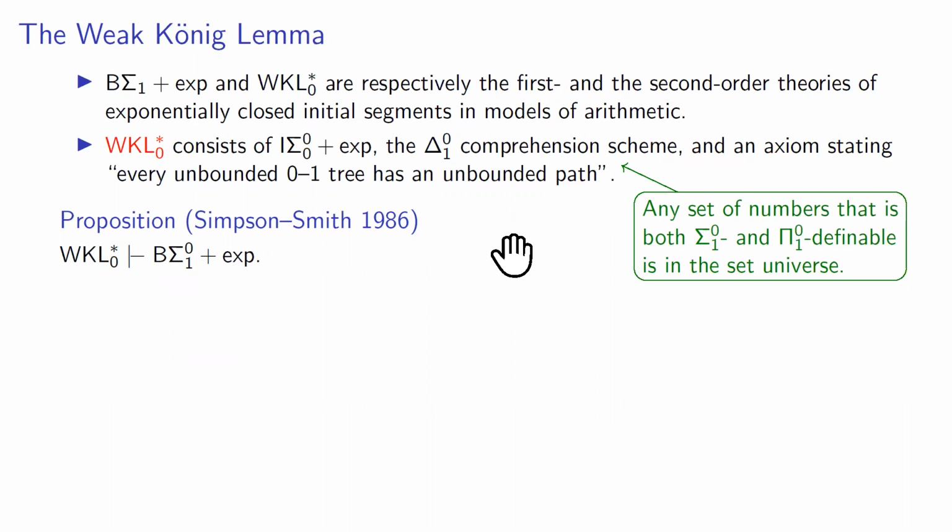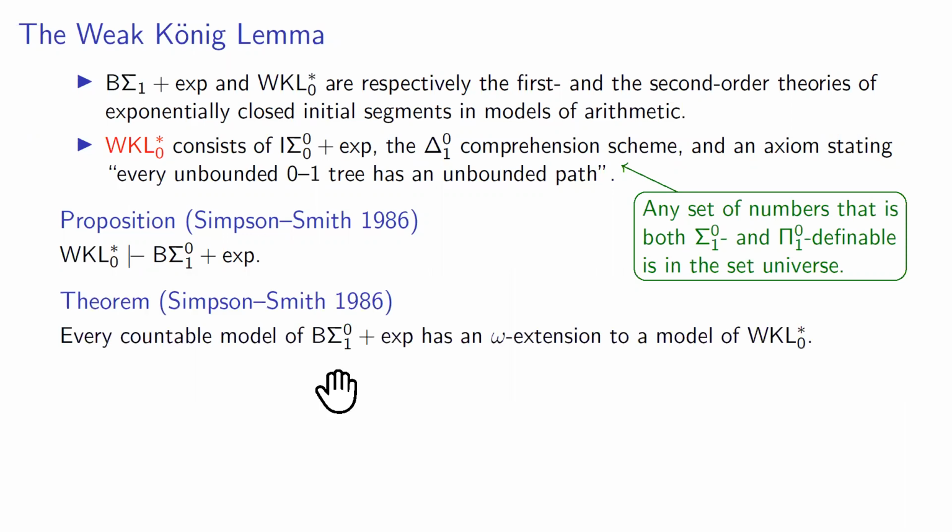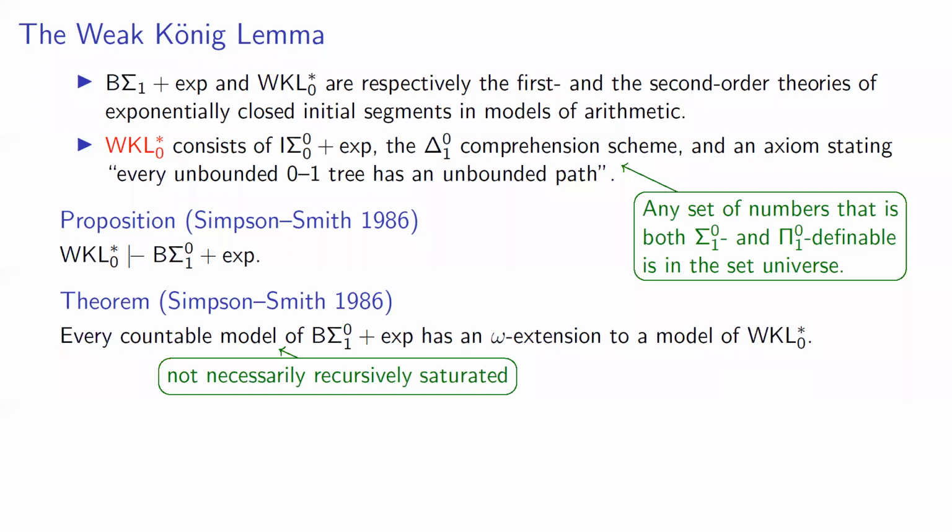And actually, WKL0 star is not much stronger. It is pi 1,1 conservative over B sigma 0,1 plus exp. And traditionally, this is proved using omega extensions. Every countable model of B sigma 0,1 plus exp has an omega extension to a model of WKL0 star. Note that, remember, in general, for the preservation theorem for pi 1,1 formulas, we need recursive saturation in the smaller model. Here, the model need not be recursively saturated, but we are still able to omega extend our model. So this is a nice case where we do not need recursive saturation.